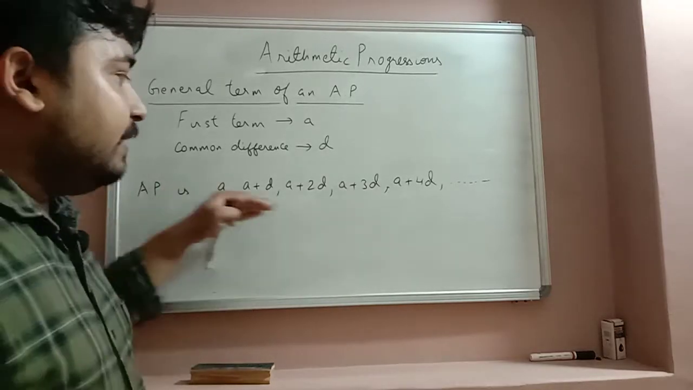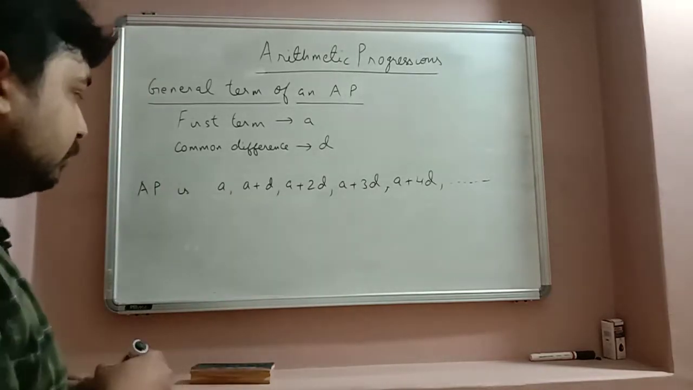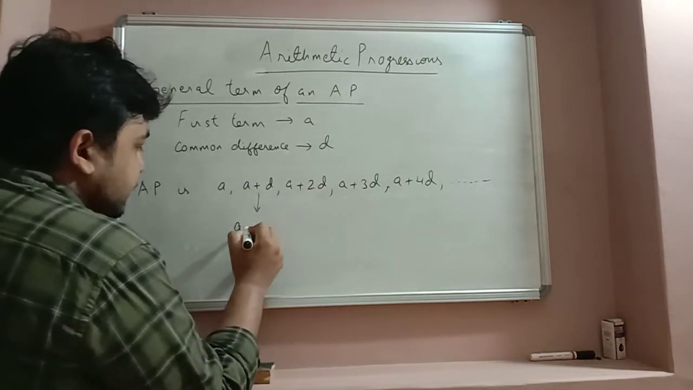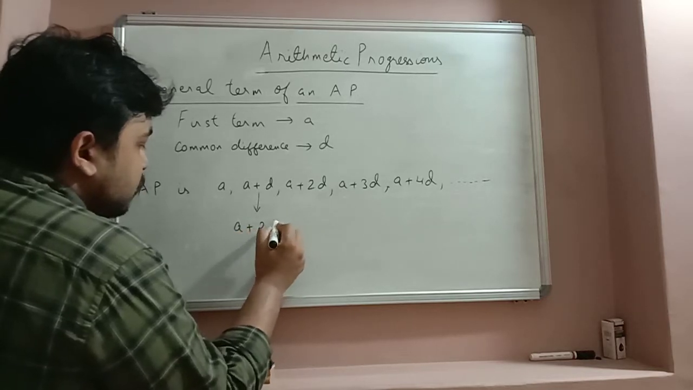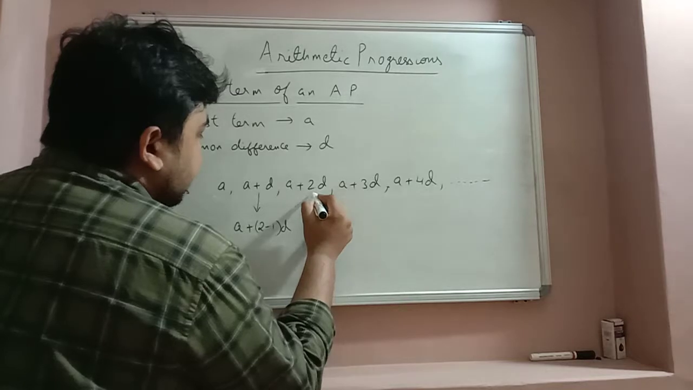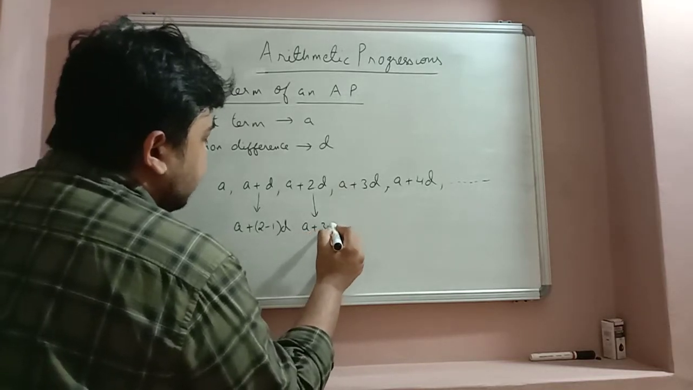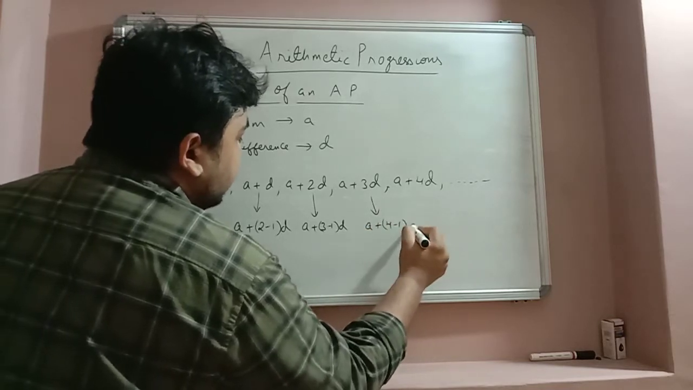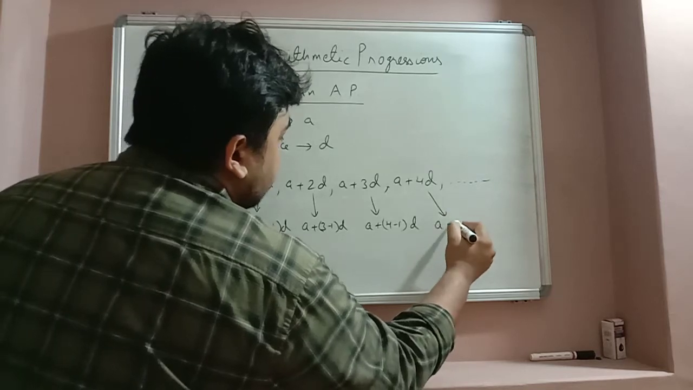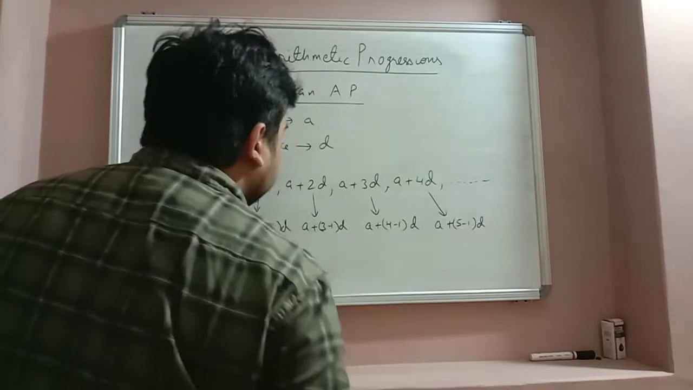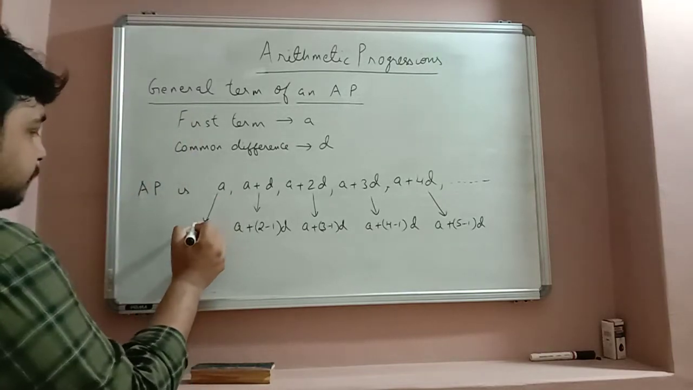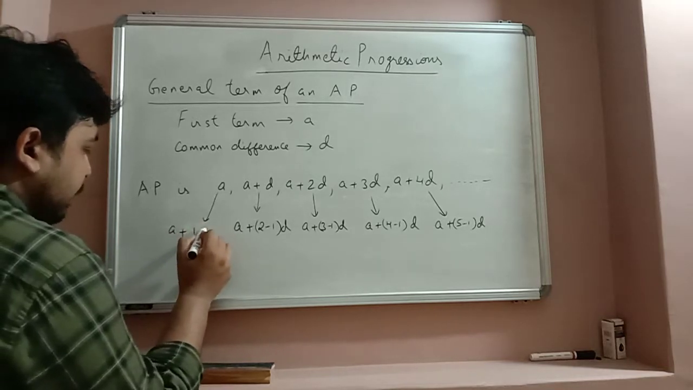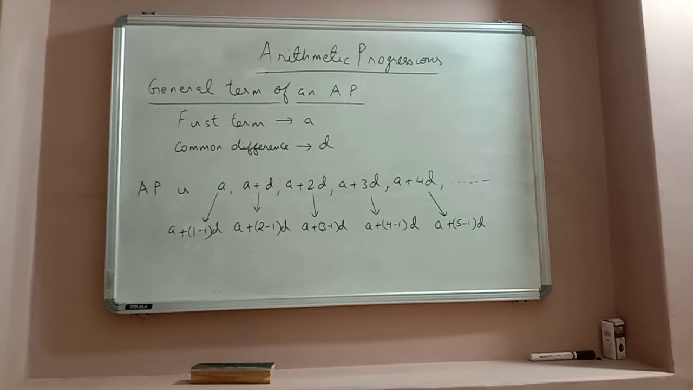Now there is a definite pattern in this type of expression. Now a is simply a. I can write a plus d as a plus (2 minus 1) into d. Similarly, I can write a plus 2d as a plus (3 minus 1) into d. And I can write a plus 3d as a plus (4 minus 1) into d. And I can write a plus 4d as a plus (5 minus 1) into d. And a is a itself. Now, I can also write here a plus (1 minus 1) into d. Let me do that also.